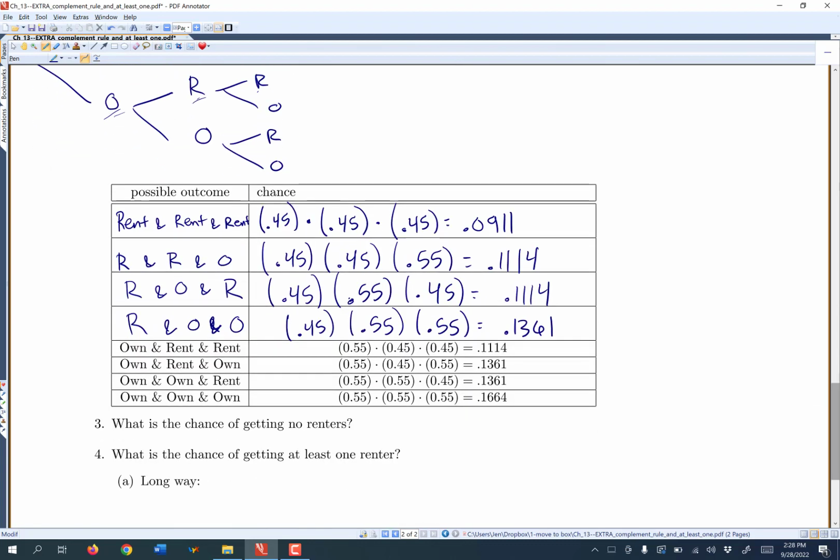So now that I've done all that, let's do another preliminary step and say, well, what is the chance of getting no renters? So that's 0 renters. Well, the only way to get 0 renters, if you look at all of these outcomes, there's only one outcome right here that has 0 renters. So the only way to get that is the probability of own and own and own. Sorry, those are owns, not zeros. That might be confusing since I did a 0 there. So own and own and own, which is that 0.1664.